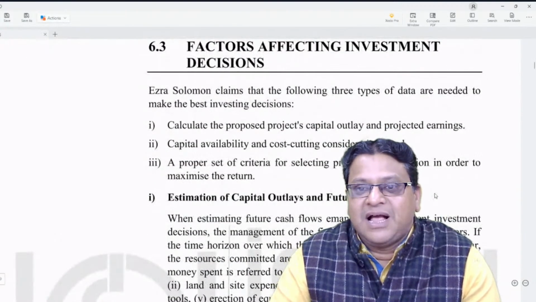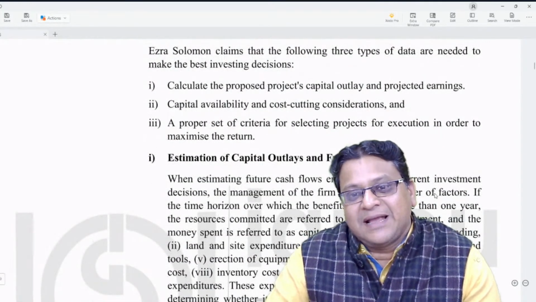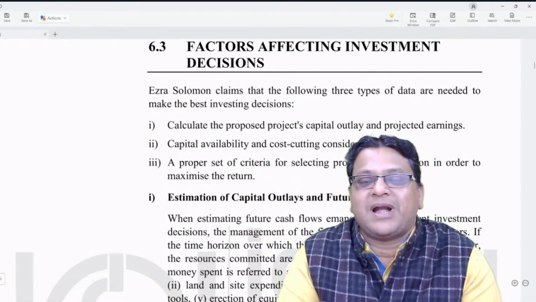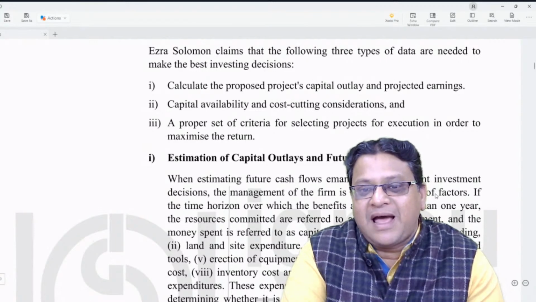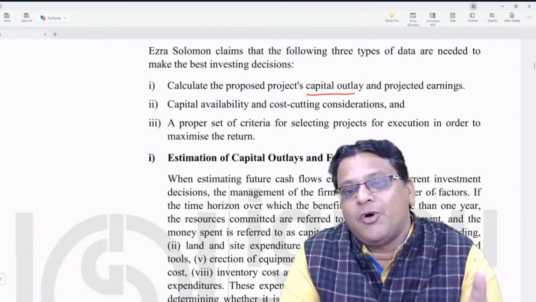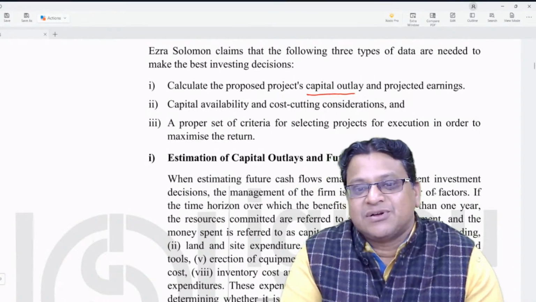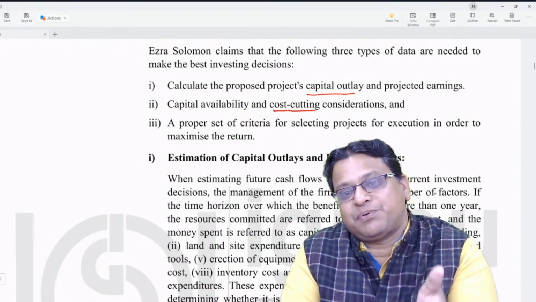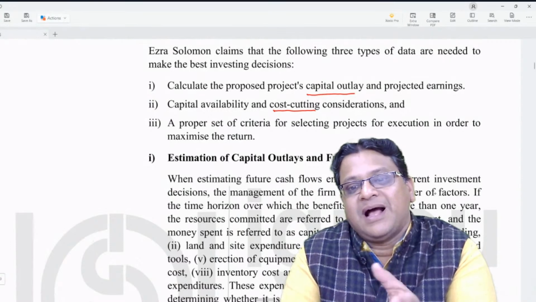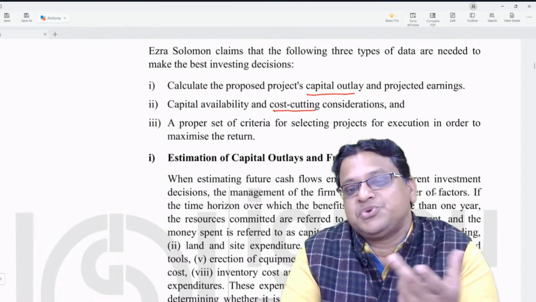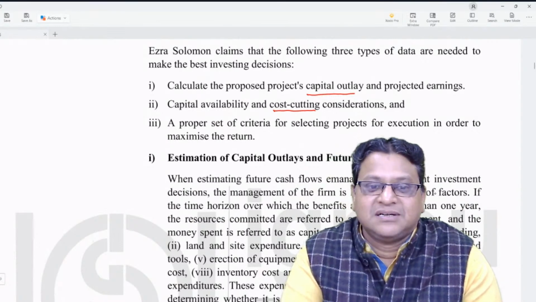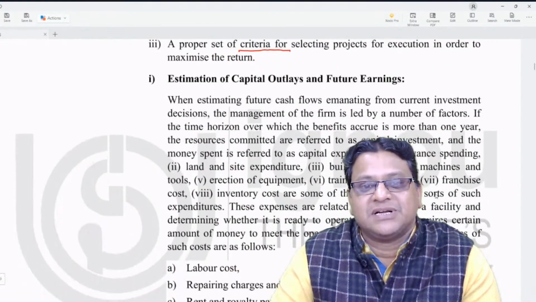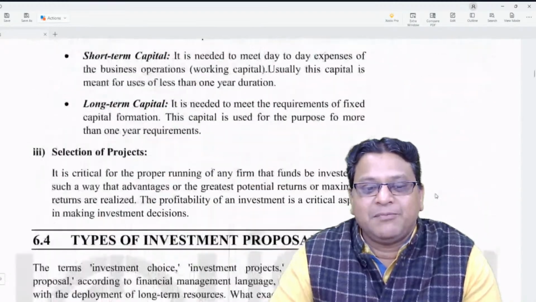Next, what are the factors affecting investment decisions? When we take capital budgeting decisions, we have to first consider certain factors. Generally, we consider three important factors. First factor is the capital outlay of the business. Capital outlay means how much money is required. Next, we have to find out the cost of capital of the business. We have to discount the cash flows of the new operation at a rate. That discount rate is known as cost of capital, which we have discussed in our last class. Next, we have to find out the criteria on the basis of which we will select or reject a project. These are the three things required in case of a capital budgeting decision.